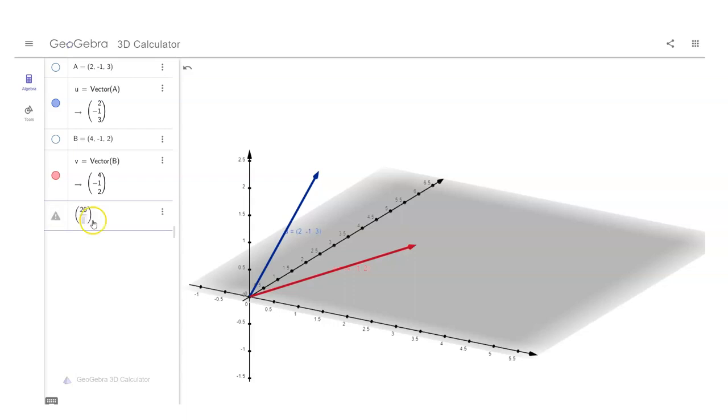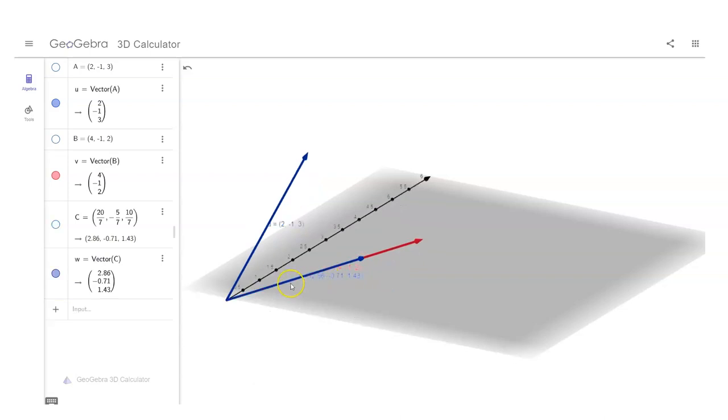Now let us just verify the orthogonal projection of U onto V that we computed earlier. We have 20 over 7, negative 5 over 7, and 10 over 7. Let us form a vector containing C as the endpoint. There you go. I now have my W here, and it is really parallel to V. And if you look at this, if you form this line segment, it will be orthogonal to your V.